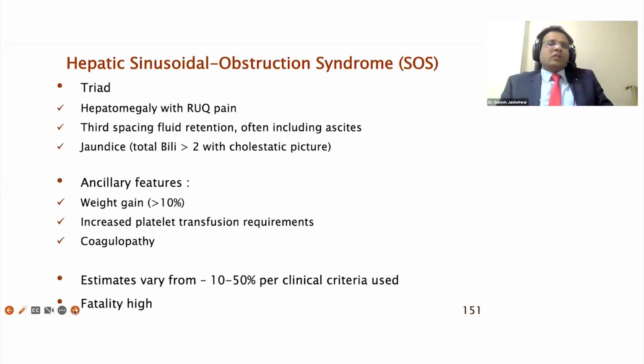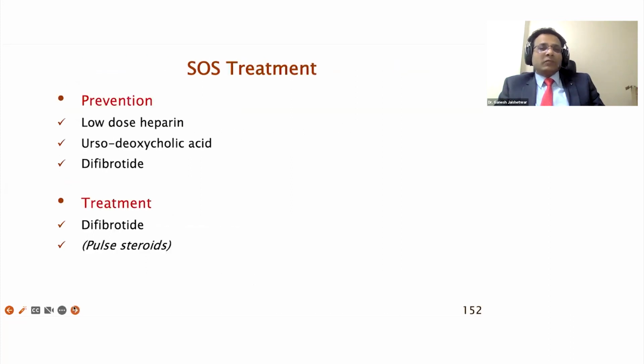Now, hepatic sinusoidal obstruction syndrome is defined by a triad of hepatomegaly with right upper quadrant pain, right hypochondriac pain, third spacing fluid retention like ascites, pleuropericardial effusion, and jaundice, bilirubin more than 2 with cholestatic picture. So there is always a weight gain, increased platelet transfusion requirements, and active coagulopathy. And the incidence varies from 10 to 50% depending upon the various criteria. And in patients with moderate to severe hepatic sinusoidal obstruction syndrome, the fatality can be very high.